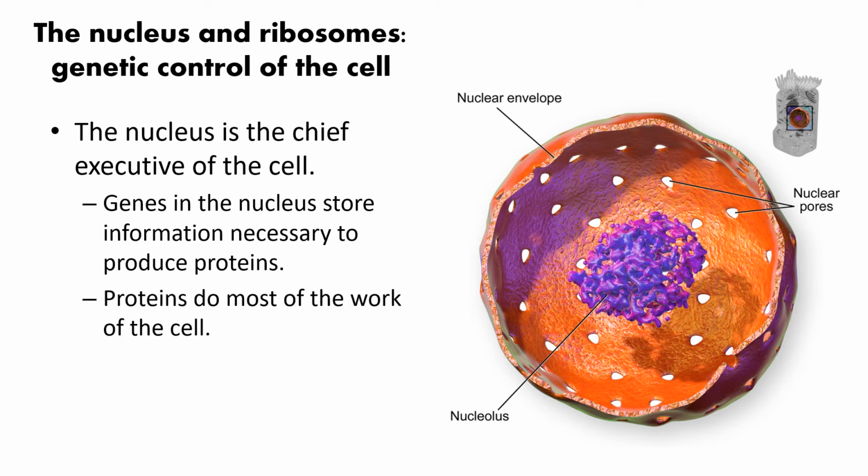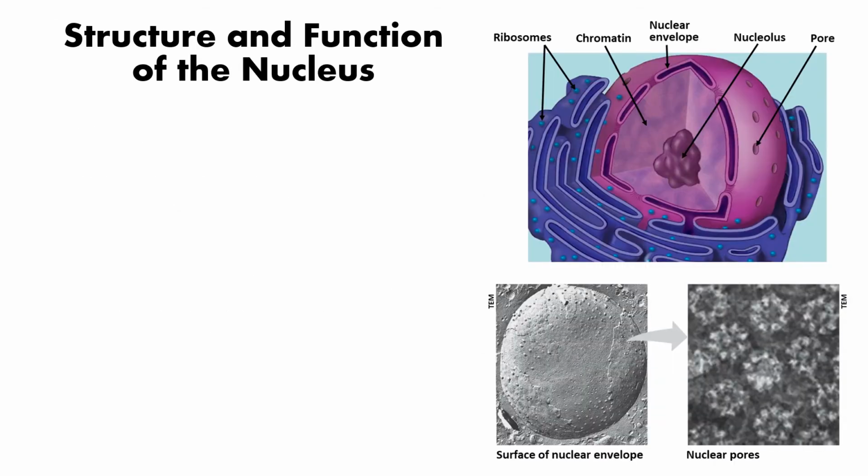Proteins are going to do all of the work for the cell. They are going to help chemical reactions. They're going to actually be structural. There's basically nothing that a protein doesn't do other than carry the actual genetic material. So let's look a little closer at the structure and function of the nucleus.